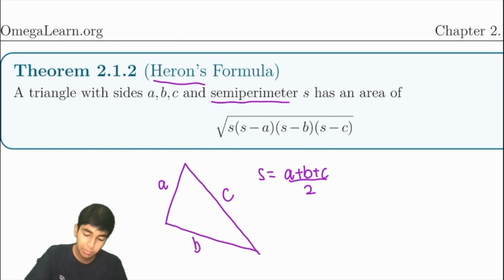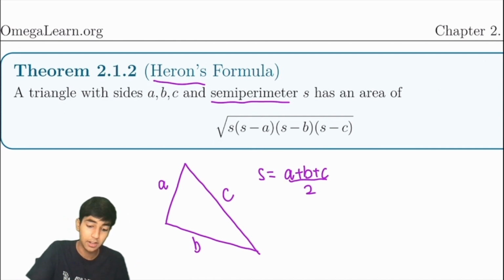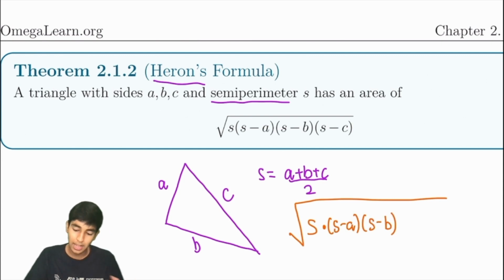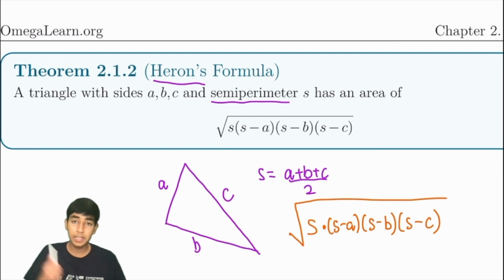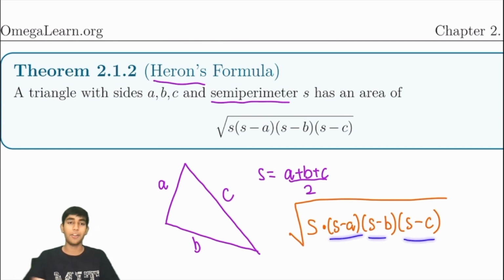And then what we do is we plug it into this complicated seeming formula, but it's really not that complicated. Basically, it's the square root of the semi-perimeter times the semi-perimeter minus the first side, times the semi-perimeter minus the second side, times the semi-perimeter minus the third side. S times s minus a, s minus b, s minus c. So you can think of there's 4 terms, semi-perimeter and semi-perimeter minus each of the side lengths multiplied together.